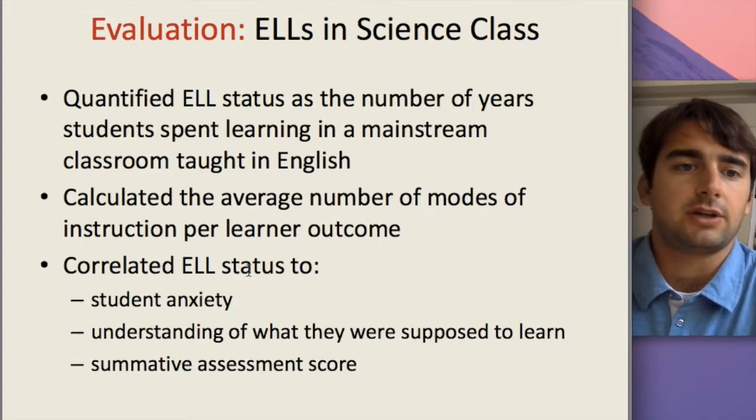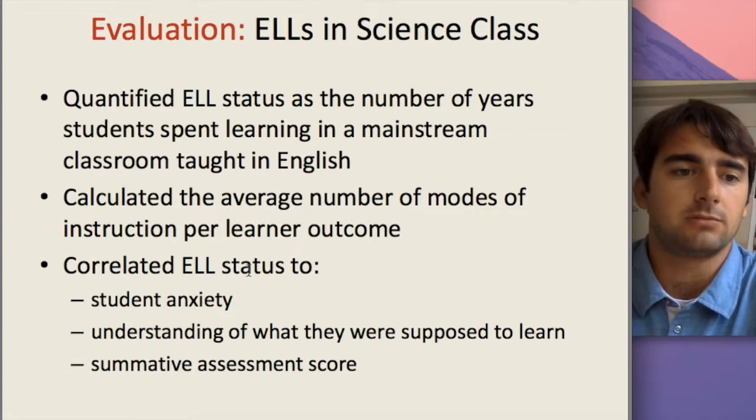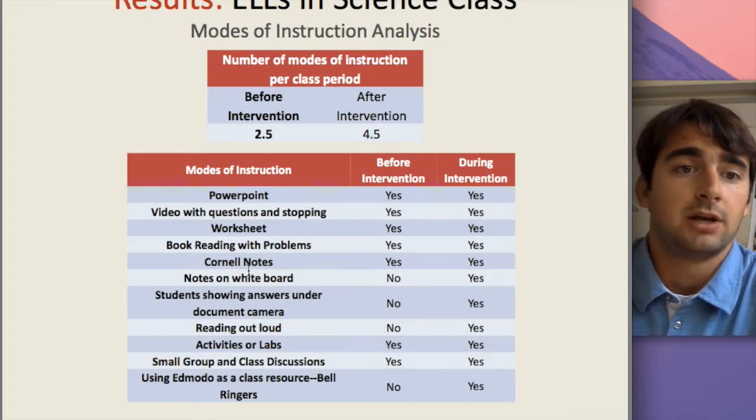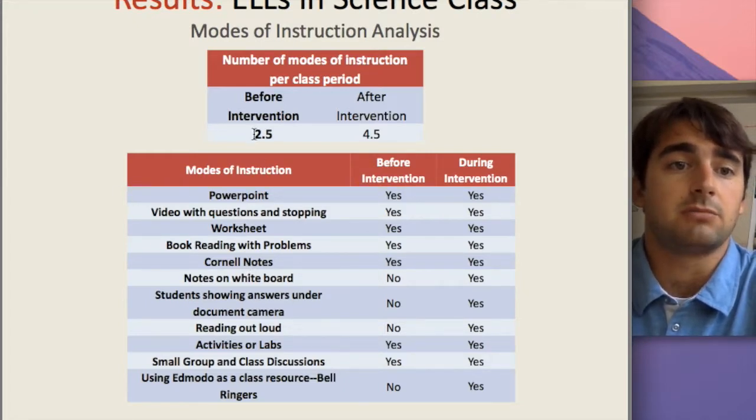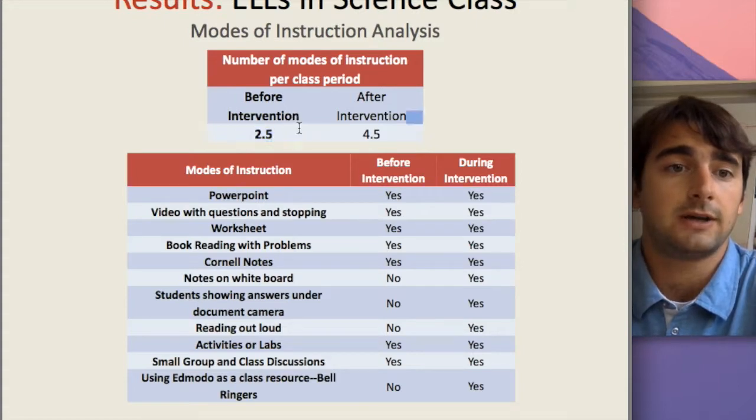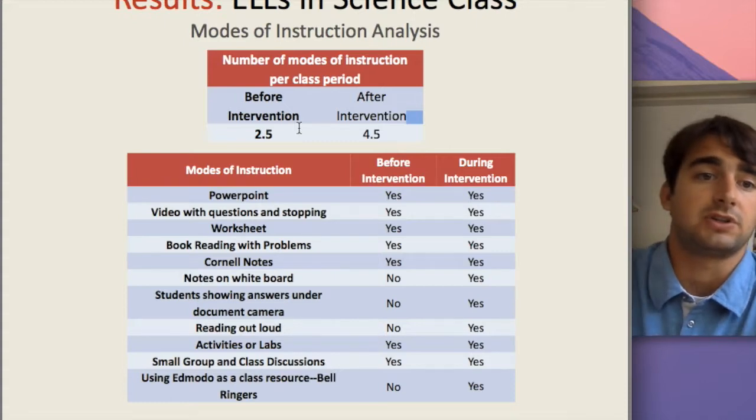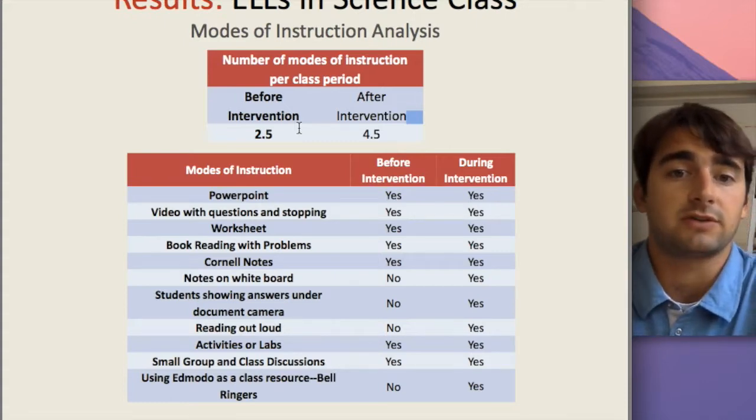Next, I calculated the average number of modes of instruction, I mentioned earlier, and I correlated those to student anxiety, so their comfort level, and understanding what they were supposed to learn, the learner outcome, in addition to their summative assessment score. Now, here's my numbers from before and after the intervention. You can see that I was using much fewer modes of instruction before than I did after. You can see 2.5 to 4.5 is quite a change. This was basically the number that came from my notes.